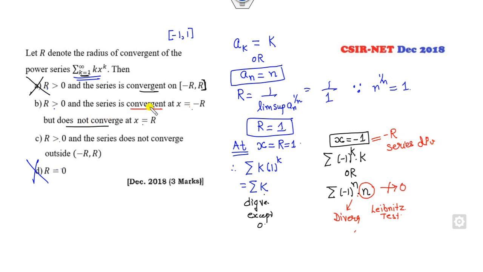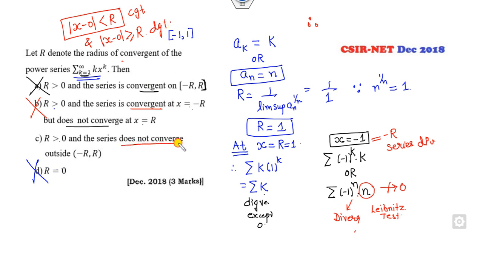So the series is convergent here. What is the meaning of that? This series, with center 0, is convergent on the open interval of radius R, and whenever |x| is greater than or equal to R, it is divergent. So this is my convergent series, and this is my divergent. The series does not converge outside of the open interval is the correct option. Fine, it is very simple.